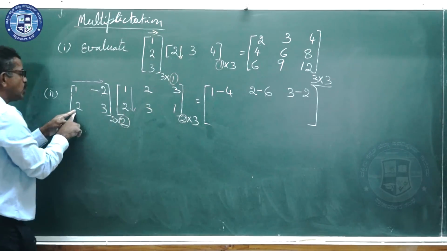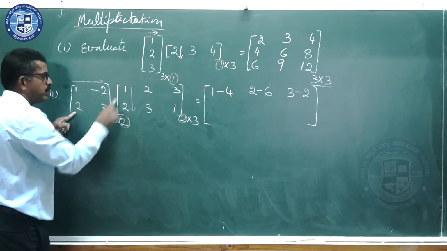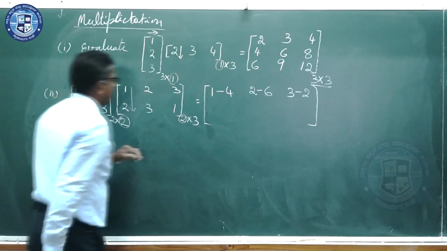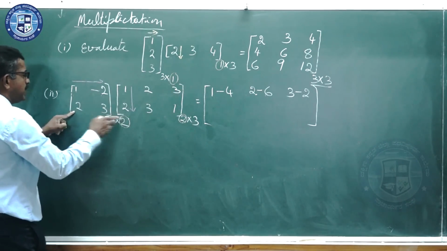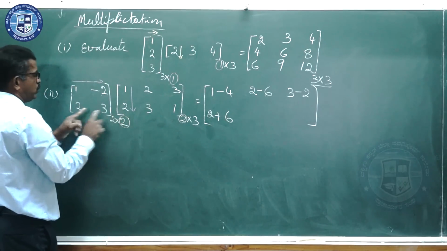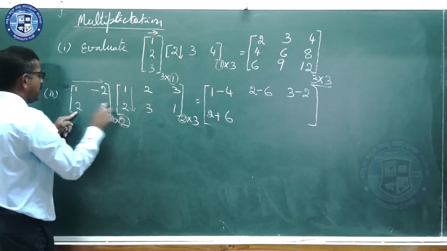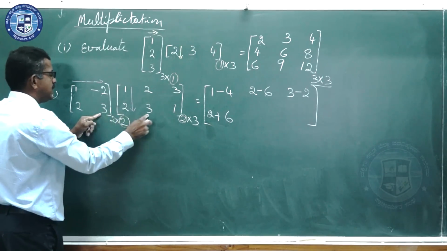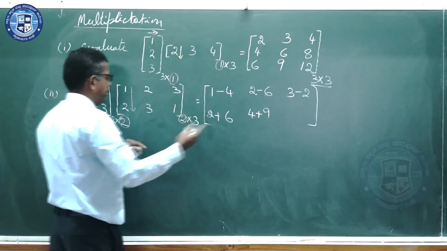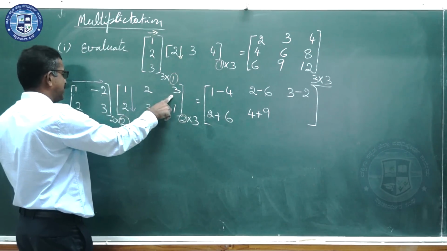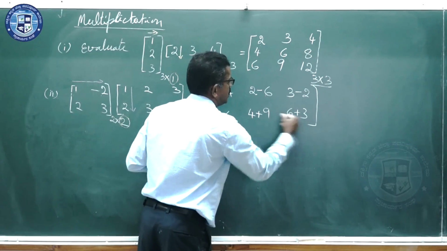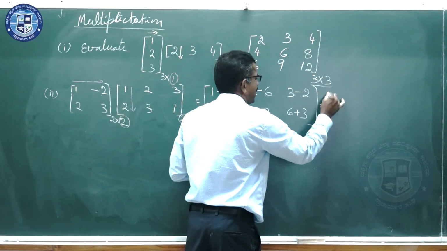Now second row is left here. Second row has to be multiplied with the first column, second column, third column and should be placed like this. What is this into this one? It is 2 plus 6. 3 2s are 6. Then this into this one, it is 2 2s are 4, 3 3s are 9, therefore 4 plus 9. You sum them. Then we have 2 3s are 6, 3 1s are 3, therefore 6 plus 3. I hope all of you got the answer now.